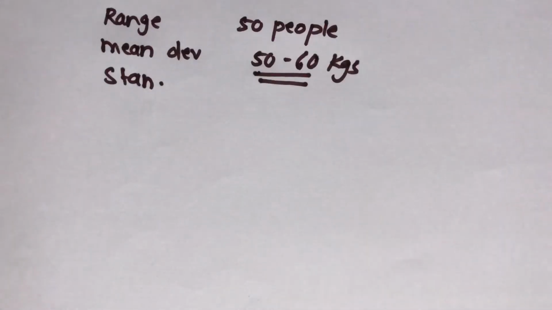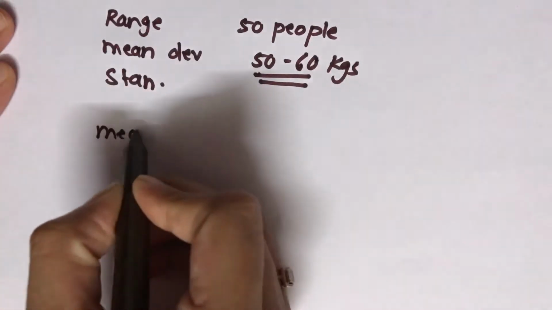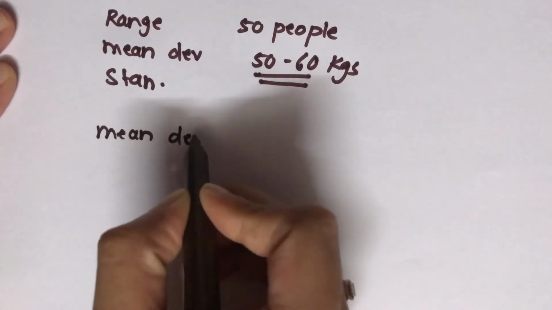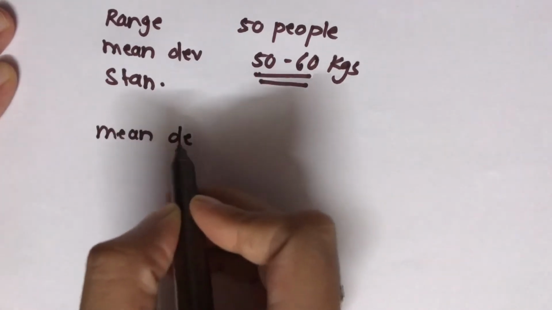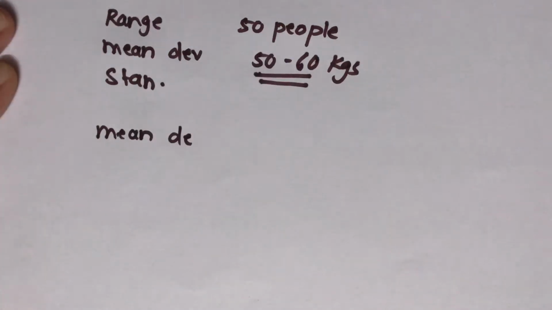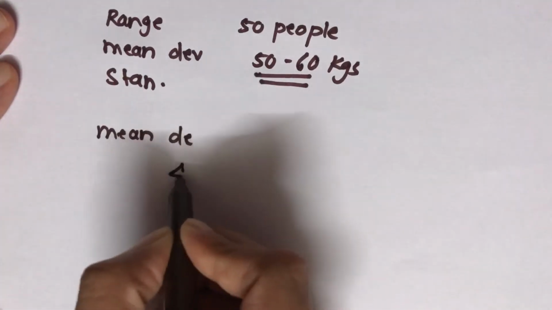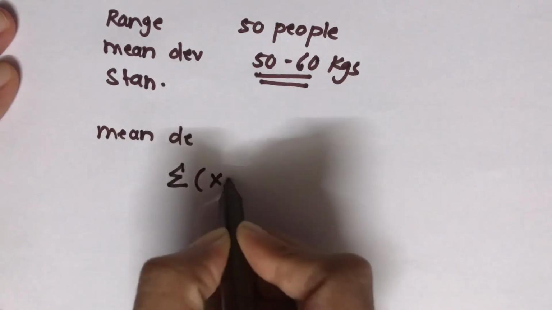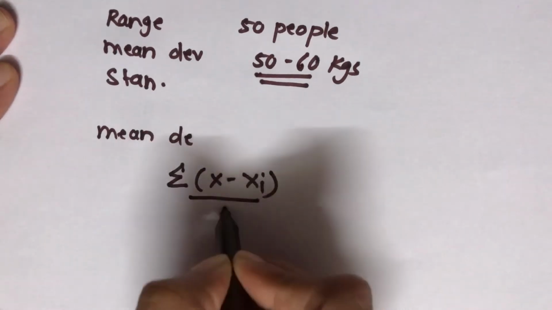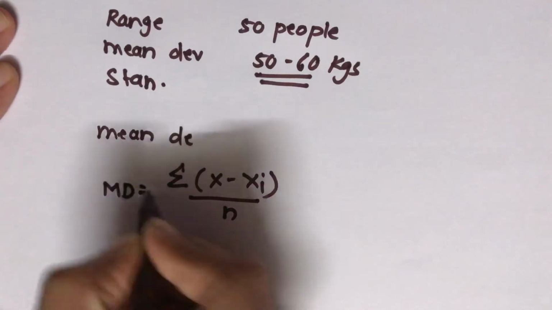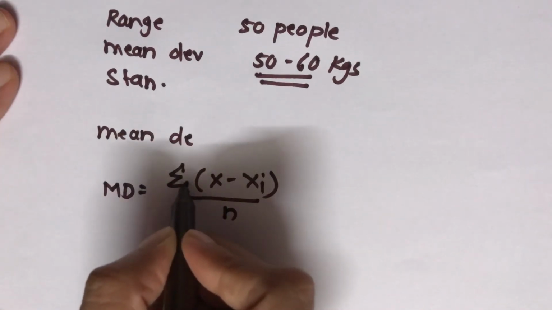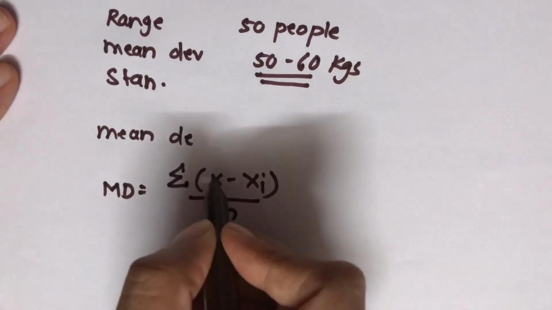Mean deviation is the average of the deviations from the arithmetic mean. As the name says, it is mean deviation. You have seen that the mean is already an average, but now you're taking the average of the deviations from that arithmetic mean. The formula for mean deviation is sum of the absolute value of x minus xi, upon n. Sigma is the sum of, and x is the arithmetic mean.